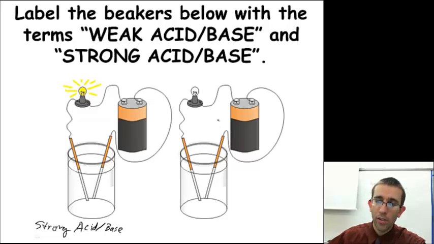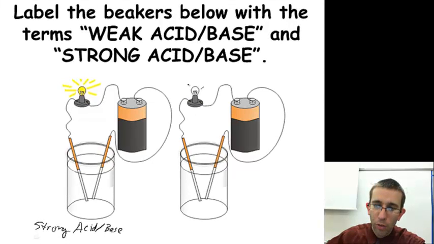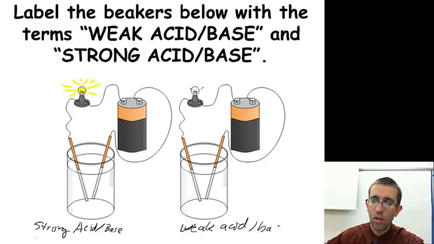So we got another thing here, and it should be lit up just a little bit, so we'll get a couple lines coming here. So it's a little bit lit up. Okay, this would be a weak acid, or if it was a base, a weak base. So strong acids and bases, bright light bulb. Weak acids and bases, not a very bright light bulb.